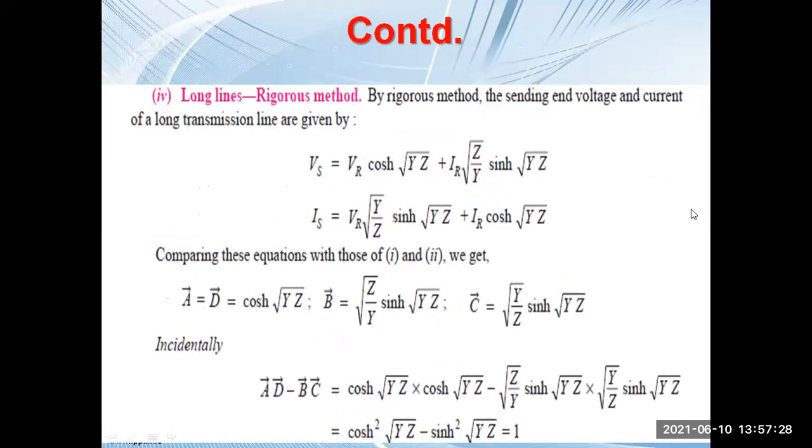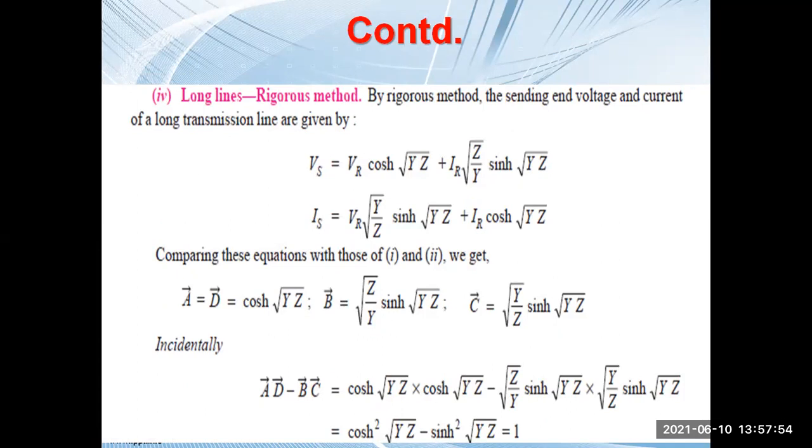Next we'll do the rigorous method for the long transmission line. These ABCD parameters are very, very easy. I think there is a practical also in your laboratory, calculation of ABCD parameters of a transmission line. Nishan sir is taking it. Not yet done; sir will take that.